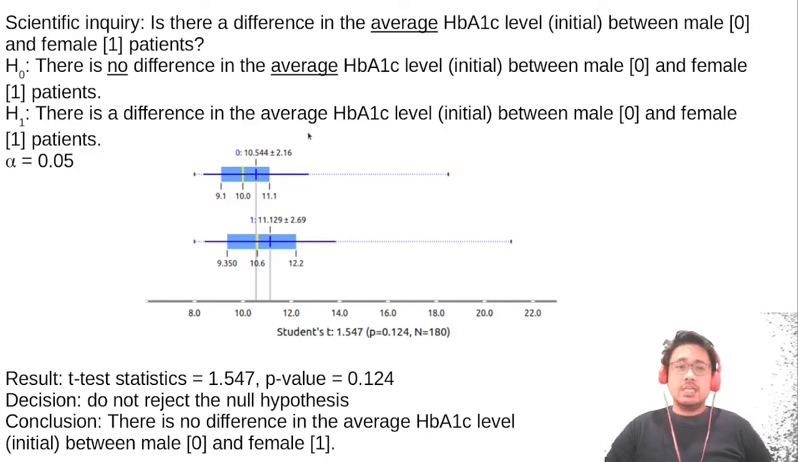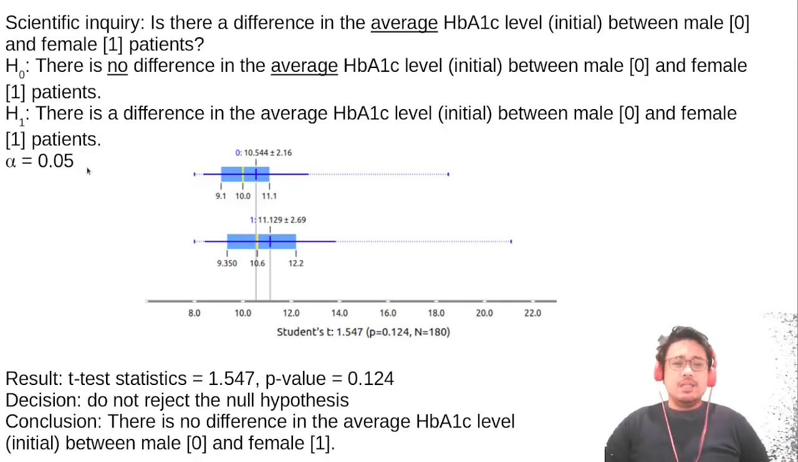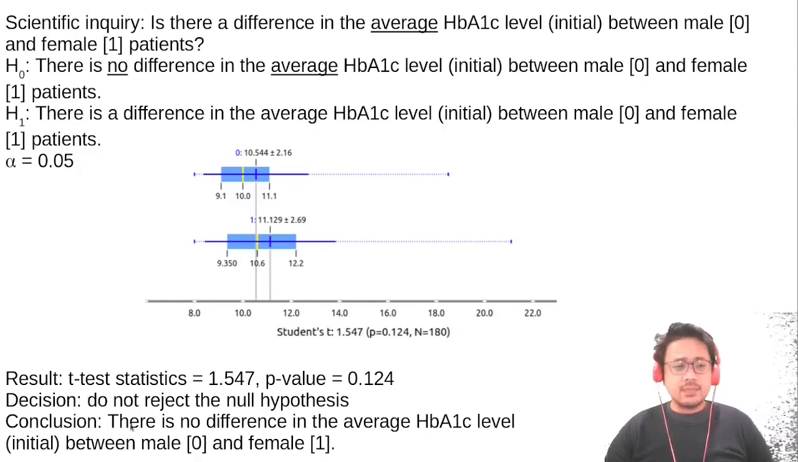Pero statistically significant ba? So ang ating p-value is 0.124. So mas malaki siya sa ating alpha na 0.05. So hindi pa rin siya statistically significant. So ang decision natin ay hindi natin i-reject itong null hypothesis. At ang ating conclusion ay mananatili na there is no difference in the average HbA1c level, the initial HbA1c level between male and female.